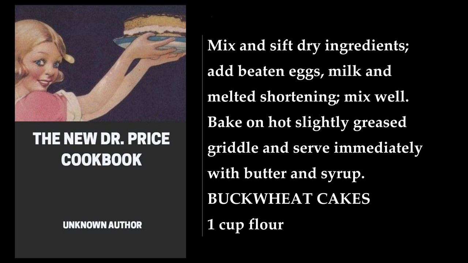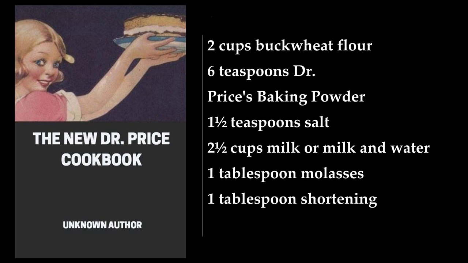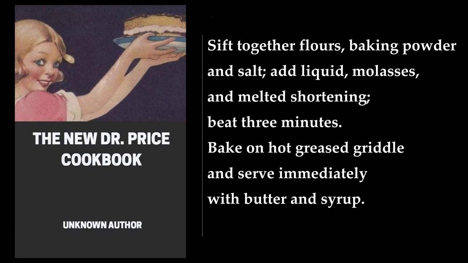Buckwheat cakes. 1 cup flour. 2 cups buckwheat flour. 6 teaspoons dry baking powder. 1 1/2 teaspoons salt. 2 1/2 cups milk or milk and water. 1 tablespoon molasses. 1 tablespoon shortening. Sift together flours, baking powder and salt, add liquid, molasses, and melted shortening. Beat 3 minutes. Bake on hot greased griddle and serve immediately with butter and syrup.